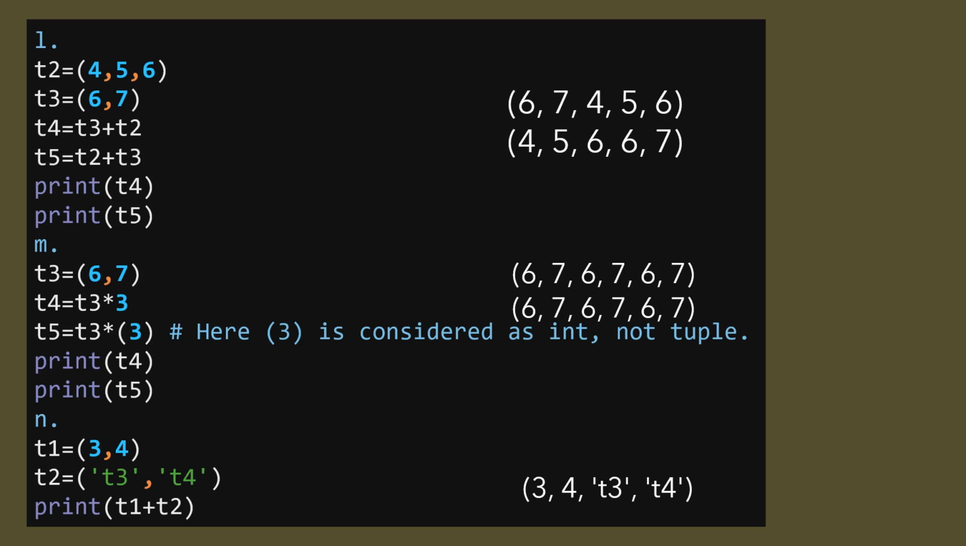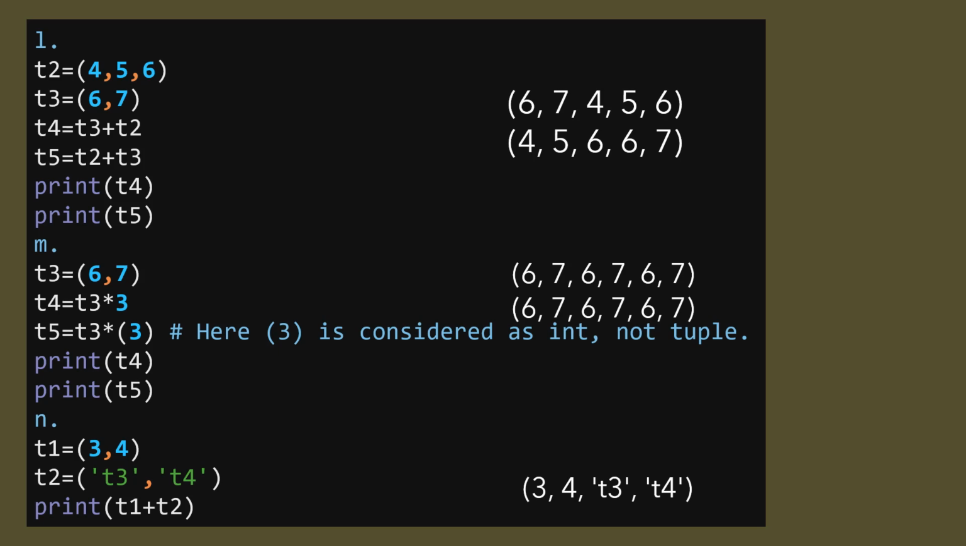Now second case, T5 is equal to T3 into 3, here 3 within parenthesis. So if you keep 3 within parenthesis also, it will be considered as an integer. So the same repetition will be done over here. So if you print T4 and T5, both will give you the same value, that is 6, 7 repeated 3 times.